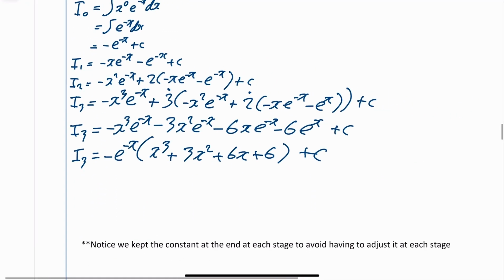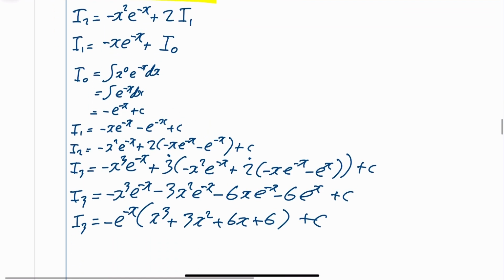And here, notice what we did was we kept the constant at the end of each stage to avoid having to adjust it at each stage. Otherwise, it would have been very complicated. You would have 3 c's and 2 c's and so on. But the c is just a constant, so it's something at the very end. Just leave it there, and that's you.